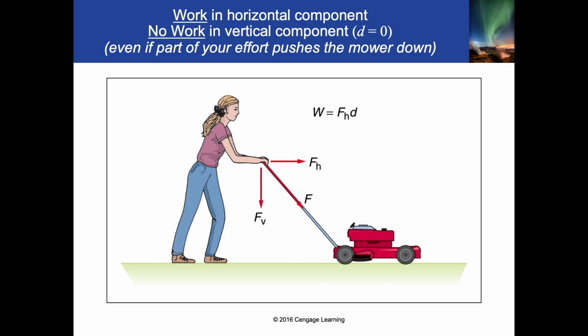See, it even says right here, if a part of your effort pushes the lawnmower down, even if that happens, she's going forward, and in the action of her going forward it pushes the lawnmower down a little bit, she's still just doing the horizontal force. But if she were actually intending to push down on the handle, then there would be a vertical force. But who does that? It'll just make the lawnmower go slower if you did that.